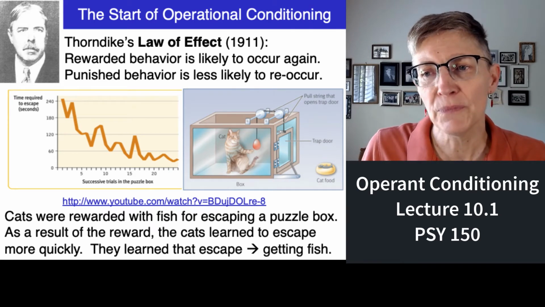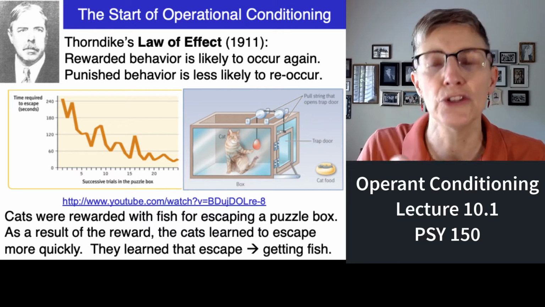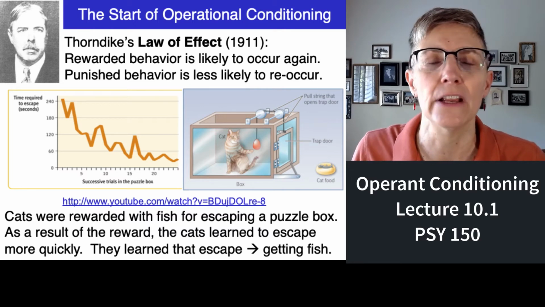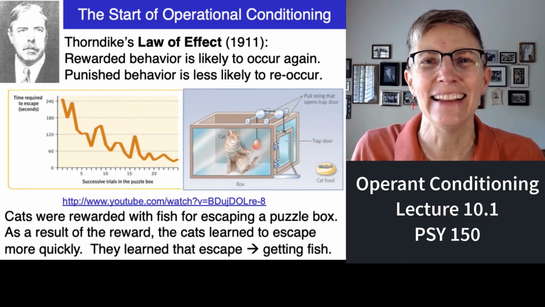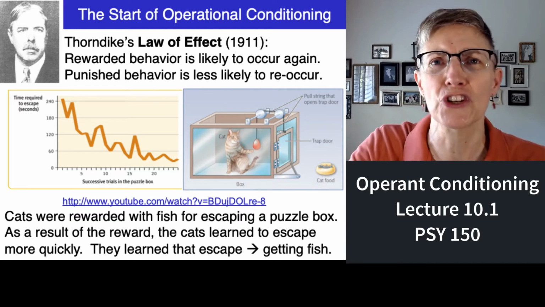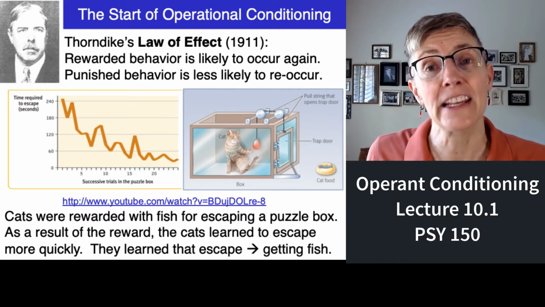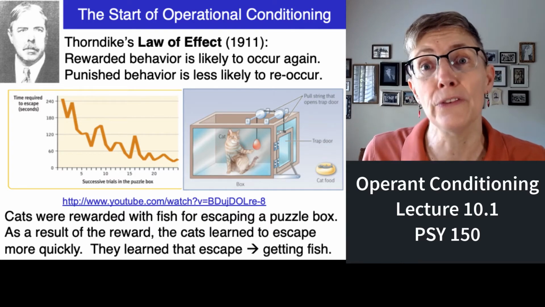He developed a puzzle box that he put cats in. And if you want to, you can look at a video, a very nice video, of a cat in a Thorndike-like setting trying to escape from a puzzle box. But basically the puzzle box, the cat had to push a lever and pull this in order to get out. And each time the cat got out of the puzzle box, it was rewarded with food.